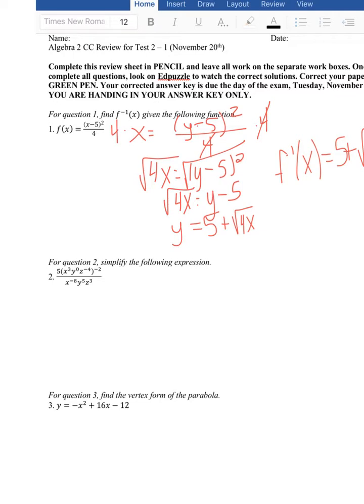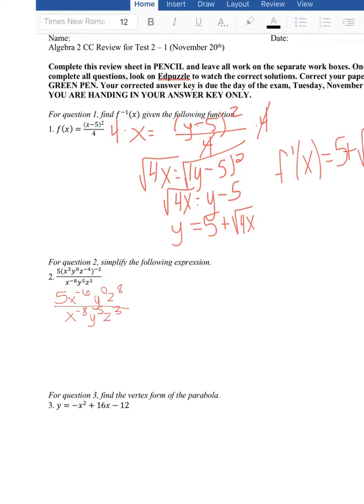For number 2, simplify the following expression. So this deals with my exponent. So everything inside my parentheses is being raised to the negative second power. So I'm going to actually go through and do that. So now this is 5 times x to the negative 6. Remember, power to power you multiply. Y to the 0 times negative 2 is 0. And z to the negative 4th times negative 2 gives me z to the positive 8th. Divided by, nothing happened in the bottom. This all stays the same.